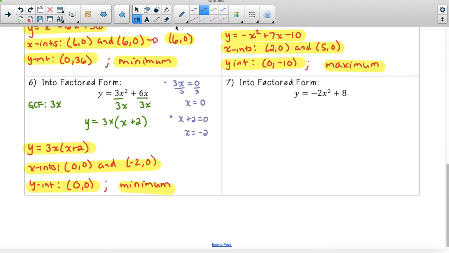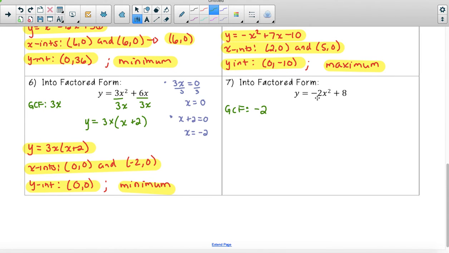This last problem also asks us to put it into factored form, so that means we need to look for our GCF first. Since our first term is negative, that automatically means that we have to bring out a negative for our GCF, because when your a value is negative, you always factor out a negative. Our smallest number is 2. So 2 can be divided by 2, and so can 8. So our GCF is -2 so far.